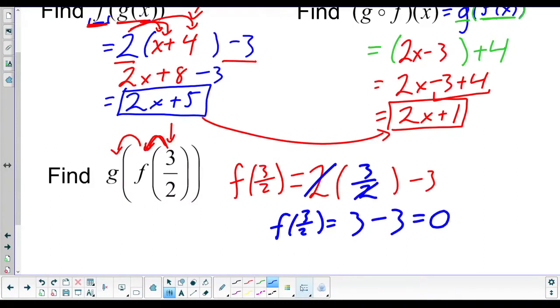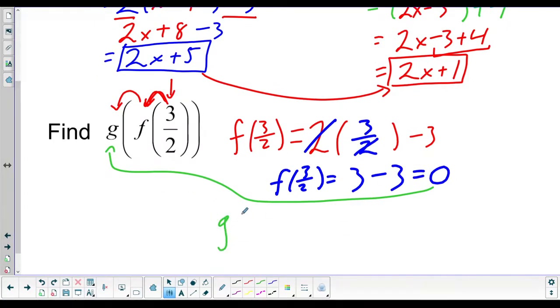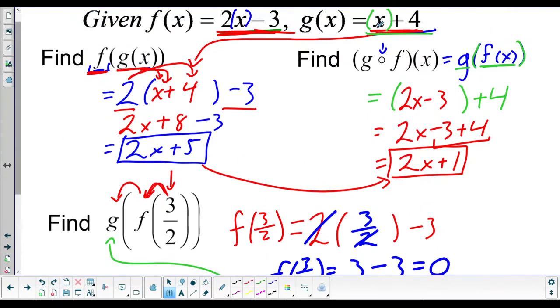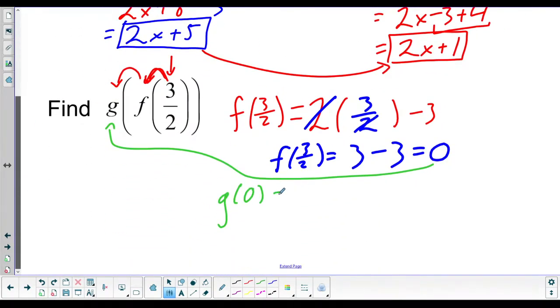Now we take the answer from this part of the problem, and we're going to plug it into the outer function. So we're going to do g of 0 now. And the place we get that 0 is from the answer of evaluating f of 3 over 2. So we're going to do g of 0. So we're going to go look at our g function. It is x plus 4. So where the x is, we put parentheses plus 4. And now we're going to plug in the 0. Then we just simplify this. So 0 plus 4 is 4. So this is our answer.